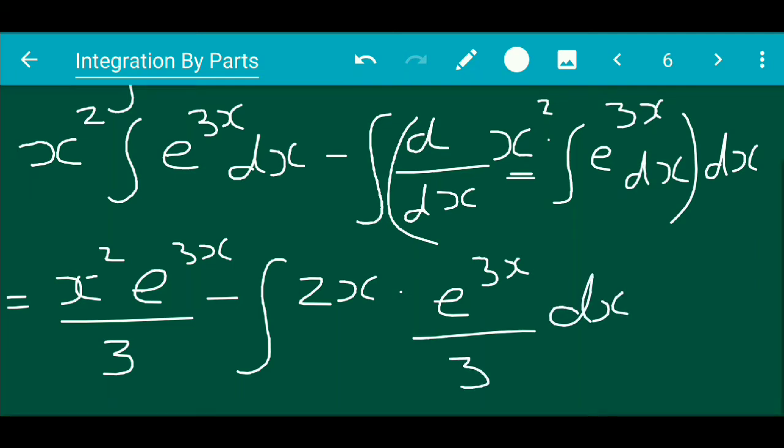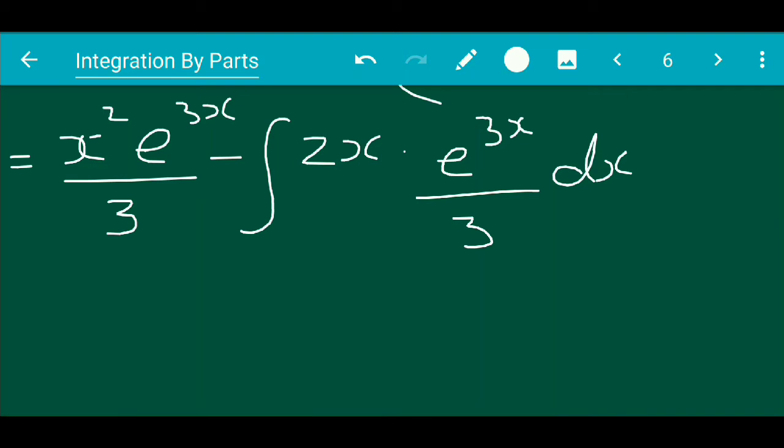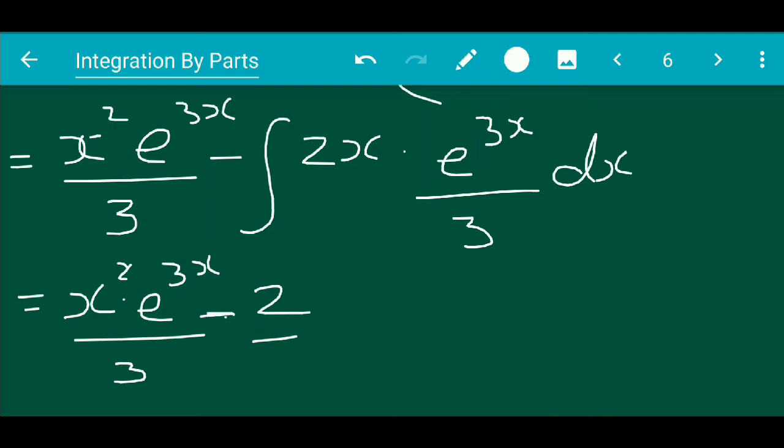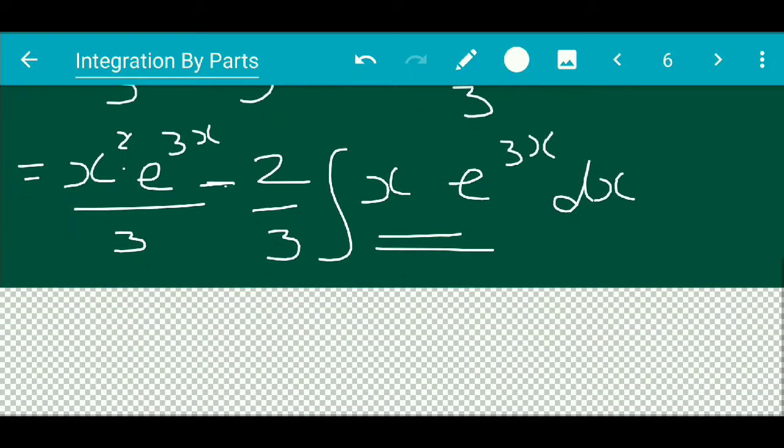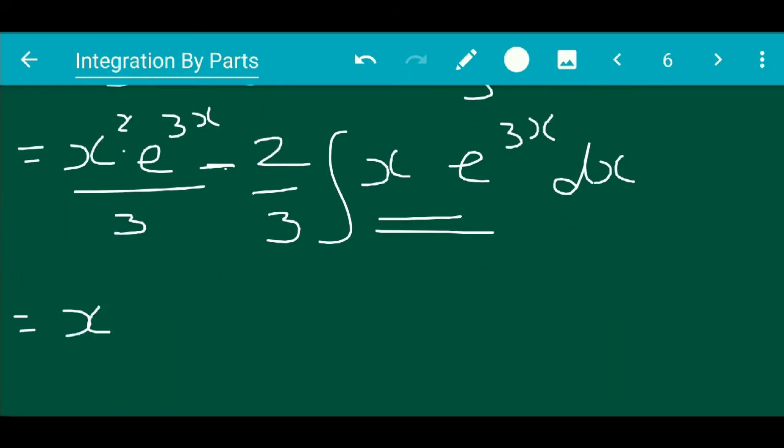Now 2 upon 3 being constants can be removed outside from the second term. So we get x square. This term remains as it is. And we get 2 upon 3, that is minus 2 upon 3, the integral of x e raised to 3x dx. Again in the integral sign you see that u into v is there. Okay, two terms are there. So u into v.